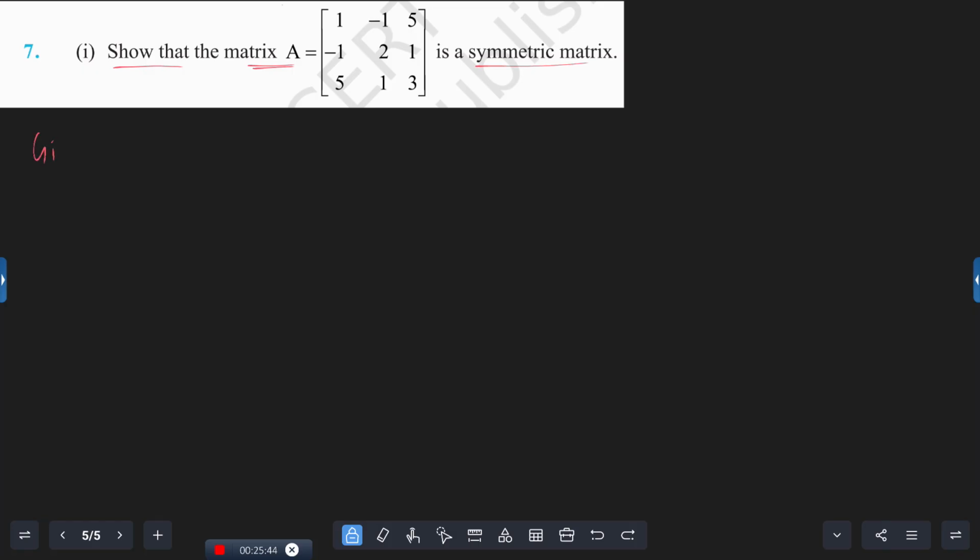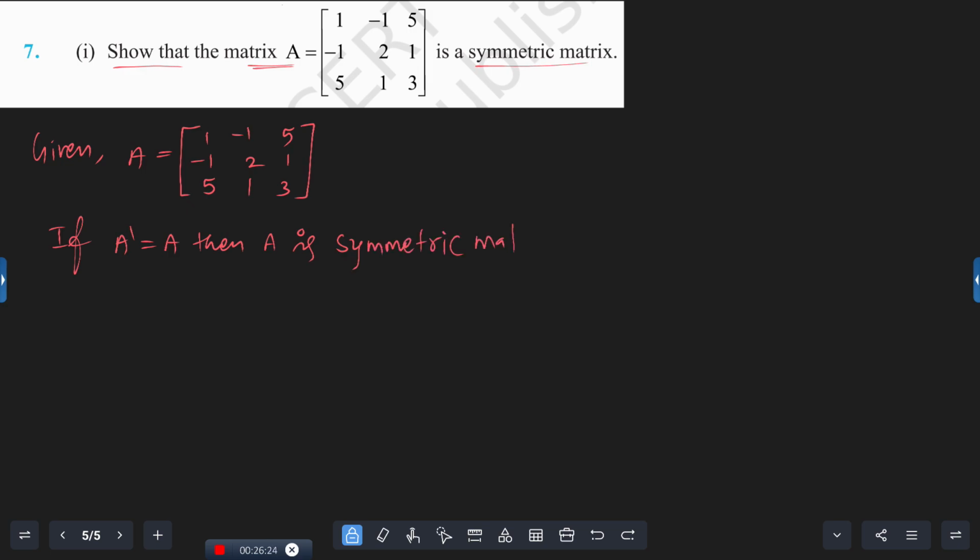In the given matrix A they gave 1, minus 1, 5, minus 1, 5, 2, 1, 1, 3. Listen children, this is A. When you take the transpose, if you get the same A, we can say that it is symmetric. Very simple. So you take the transpose, or else you just write the statement: if A dash is equal to A, then A is a symmetric matrix.